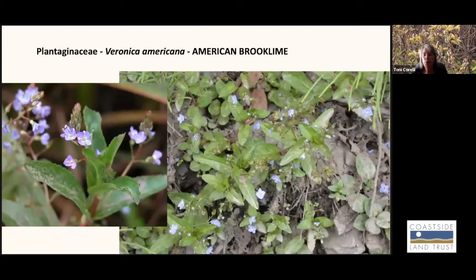One of our native veronicas, Veronica americana, American brooklime, is another obligate wetland indicator. The stems elongate and root at the nodes, sometimes forming dense colonies, keeping them in place in wet areas.